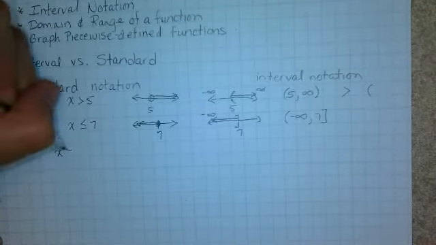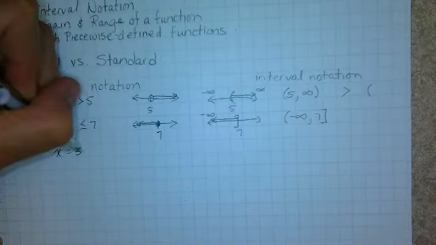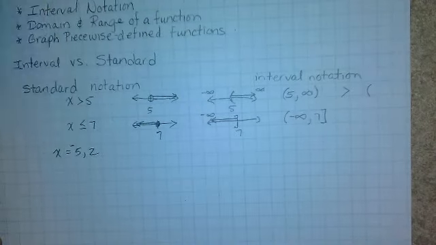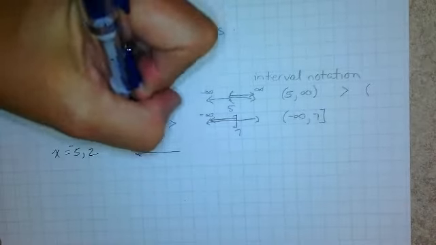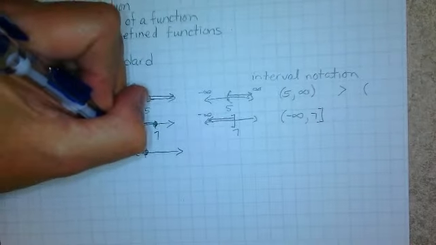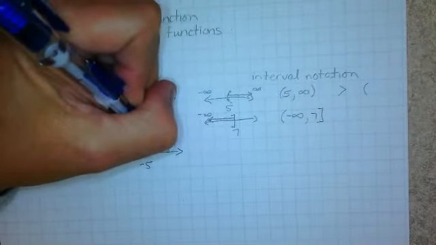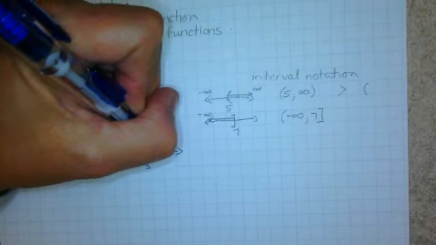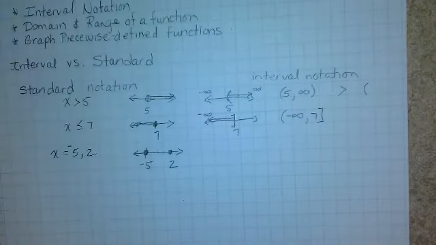If you were graphing, say, x equals negative 5 or 2, in standard notation that would just be a dot at negative 5 and a dot at 2.